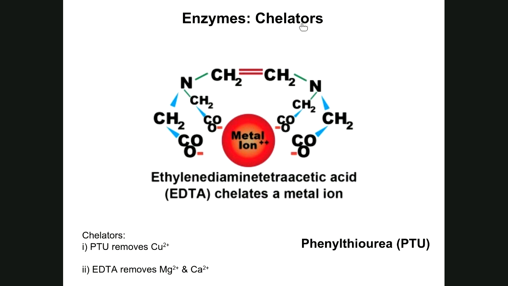This results in the inhibition of enzyme activity. Okay. These are two types of chelators you would have used in the lab. One type of chelator is called EDTA, and they're chemical reagents. And when I say chemical reagents, I'm talking about they're in solution. They're chemicals in solution. It's called EDTA. But we would have given you a second chelator known as PTU.